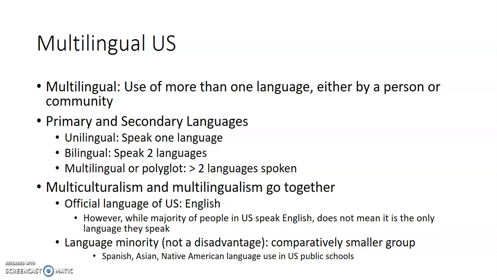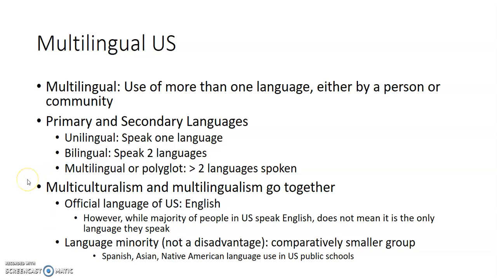And then we have to think about language minorities, and this is not a minority where there is a disadvantage. It just means that they're a comparatively smaller group within the U.S., and that is the Spanish speakers, the Asian speakers, and the Native American languages. We don't have a lot of availability or access to resources in the U.S. public schools for these language groups, and so that means that they're already at a disadvantage if they're coming in as speakers of these languages, and we're going to provide services to them because we have to have an understanding of their language as they have to have one with ours.